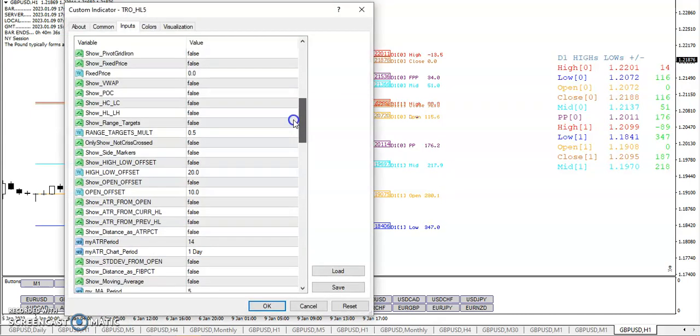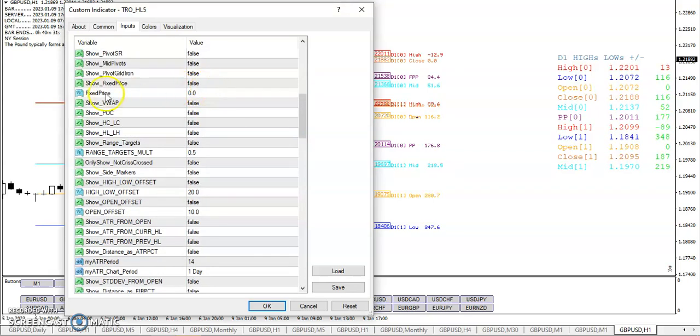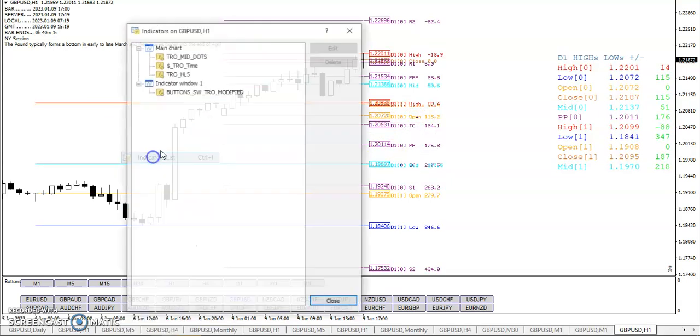Also, if you're really into the pivots, you can show the pivot support and resistance lines. So here you have S1, S2, and actually this is also showing the midpoint and the top of the central pivot range here. I guess I turned those on.